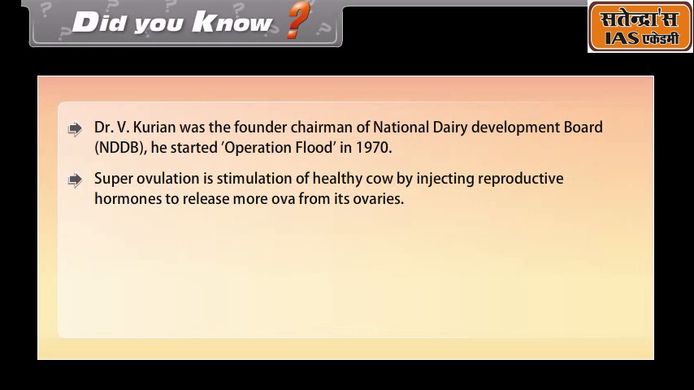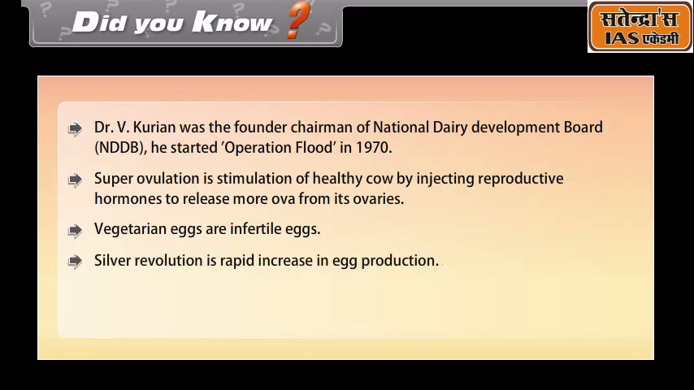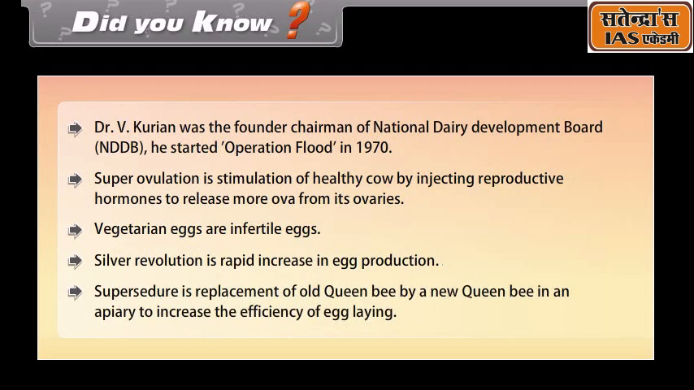Superovulation is stimulation of a healthy cow by injecting reproductive hormones to release more ova from its ovaries. Vegetarian eggs are infertile eggs. Silver revolution is rapid increase in egg production. Supersedure is replacement of an old queen bee by a new queen bee in an apiary to increase the efficiency of egg laying.